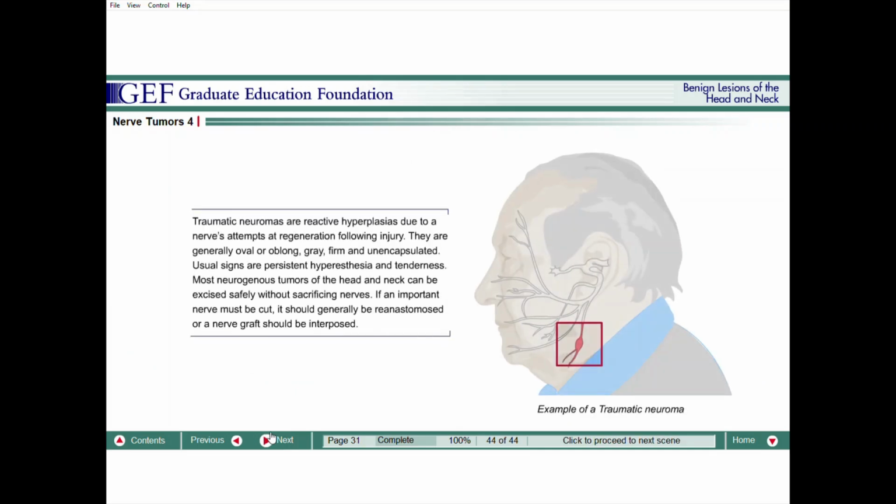Traumatic neuromas are reactive hyperplasias due to a nerve's attempts at regeneration following injury. They are generally oval or oblong, gray, firm, and unencapsulated. Usual signs are persistent hyperesthesia and tenderness. Most neurogenous tumors of the head and neck can be excised safely without sacrificing nerves. If an important nerve must be cut, it should generally be re-anastomosed or a nerve graft should be interposed.